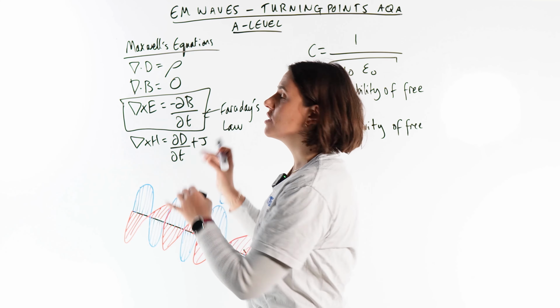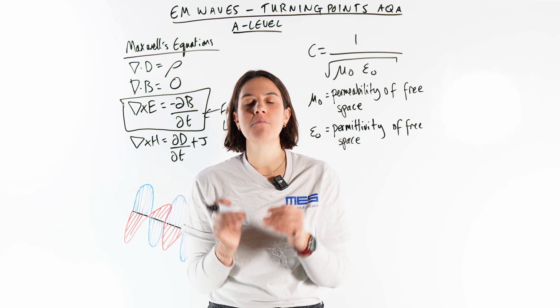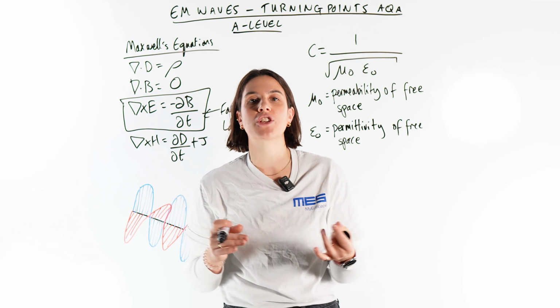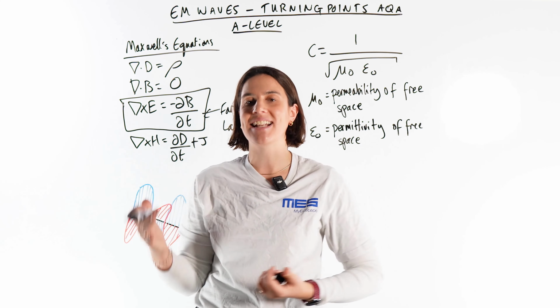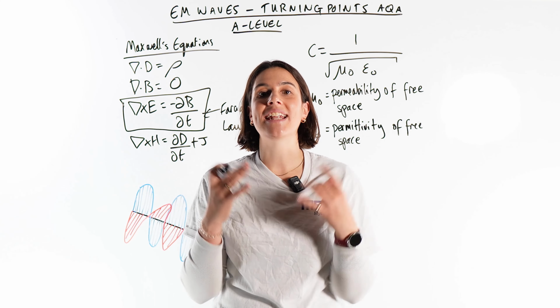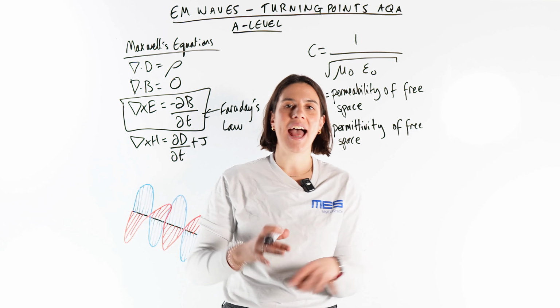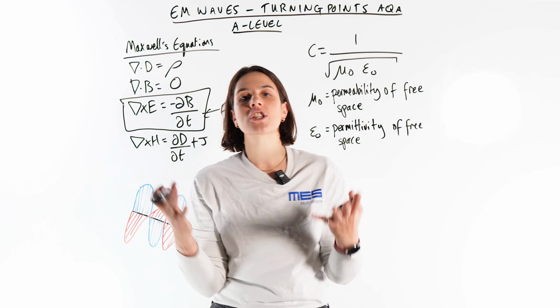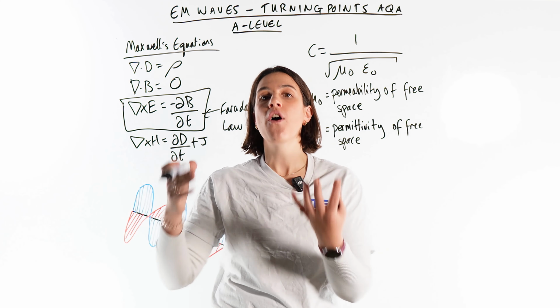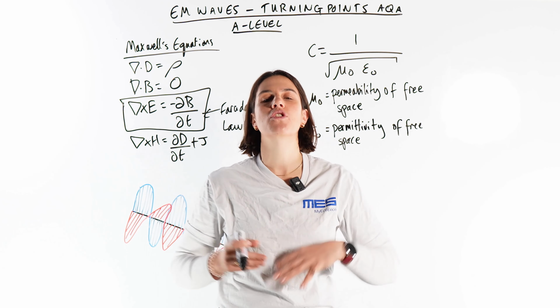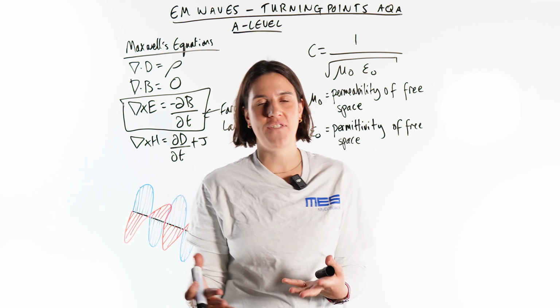From these equations, Maxwell hypothesized that there must be an existence of a wave which moves through both the electric fields and magnetic fields. He called it an electromagnetic wave because it moves through the electric fields and magnetic fields. Just like how we say that a sound wave moves through air particles, an electromagnetic wave moves through the electric and the magnetic fields.